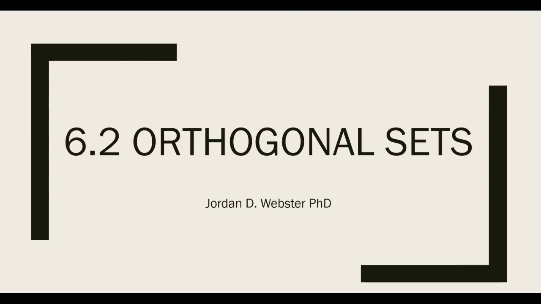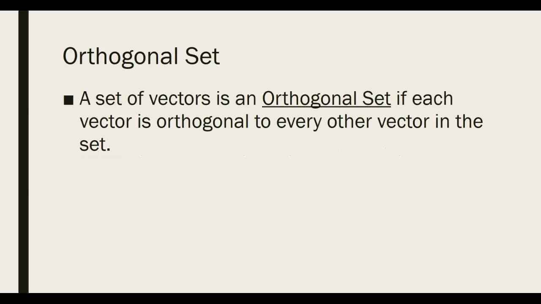So what are orthogonal sets? Quite simply, they're going to be sets of vectors which have the property that each vector is orthogonal to each other vector in the set. So an orthogonal set is in some sense a collection of vectors which are all orthogonal to each other.